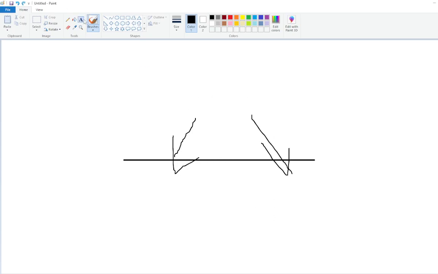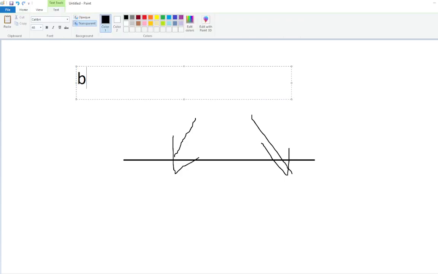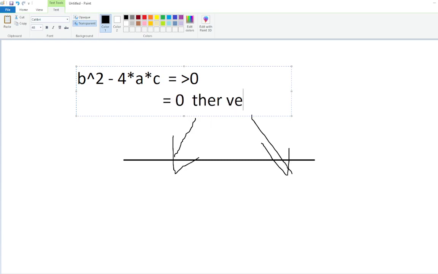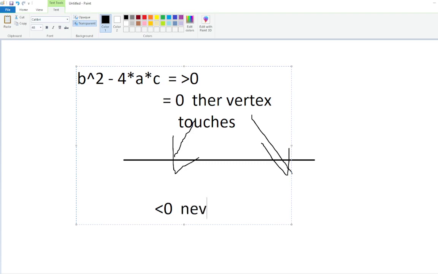Some just cross once at the vertex, and some cross twice. What the discriminant tells you, which I believe is b squared minus 4ac, minus 4 times a times c: if that's positive, above 0, then it has two spots on the x-axis. If it's equal to 0, the vertex touches. And if it's below 0, it never touches.